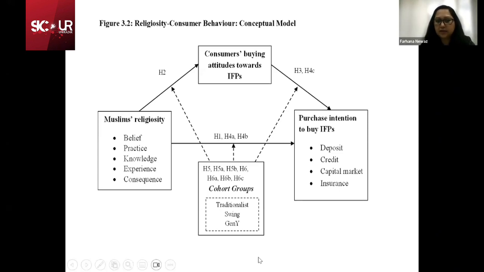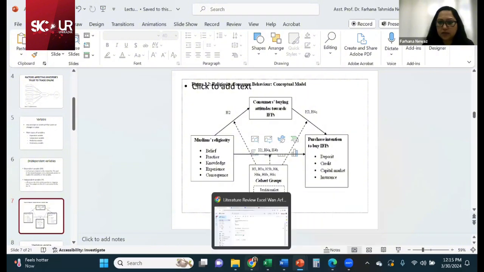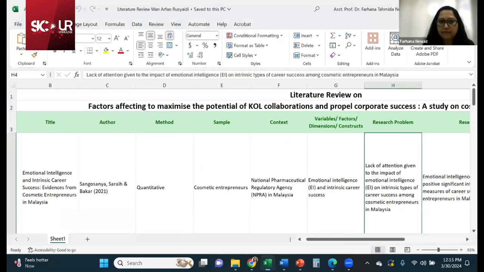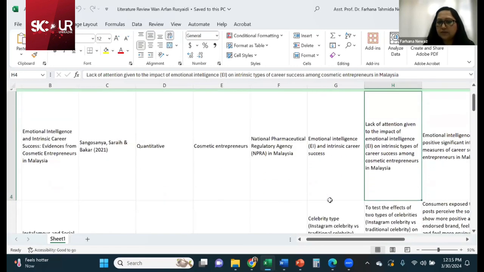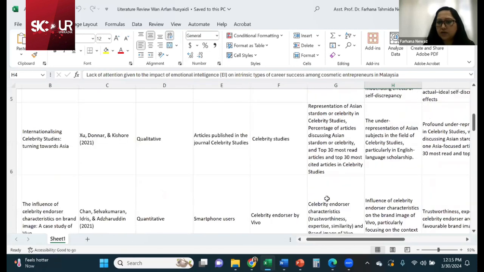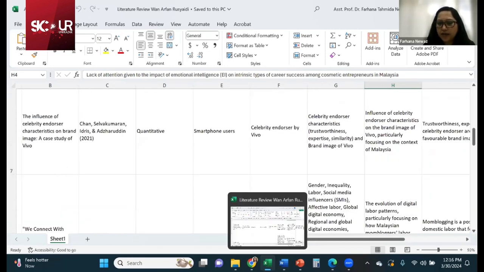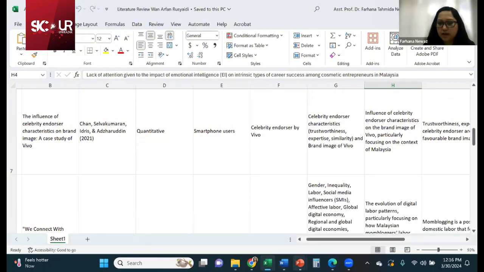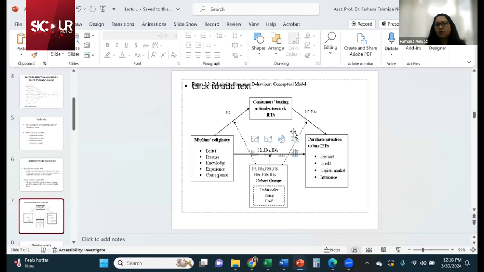Again, I just exit the full screen. Then I choose the variables from here, from this column. So which variables would you like to consider to investigate your problem, and then draw it. After drawing the conceptual model, you need to write down the hypothesis. How to write down the hypothesis, I will be talking about it.